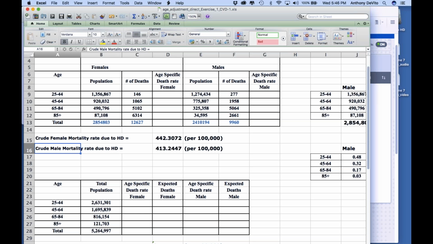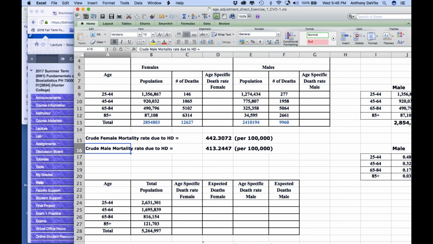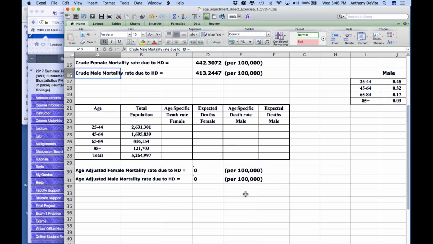Okay, so now we need to get rid of that confounding factor, the age. The way I'm going to do that is called direct standardization. Really, what we're doing is age adjustment in this case, because the confounding factor is age. So let's get rid of that problem.